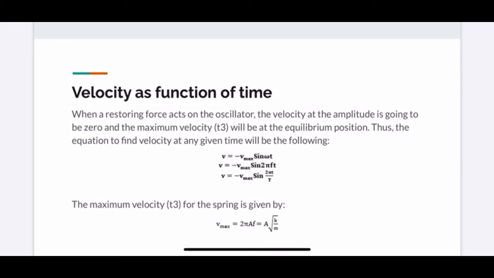Velocity as function of time. When a restoring force acts on the oscillator, the velocity at the amplitude is going to be 0 and the maximum velocity will be at the equilibrium position. Thus, the equation to find velocity at any given time will be the following equation. The maximum velocity for the spring is given by the next equation. The maximum velocity occurs at the equilibrium position when x is equal to 0. When the mass is moving toward x equals plus A, the maximum velocity in the negative direction is attained at the equilibrium position.